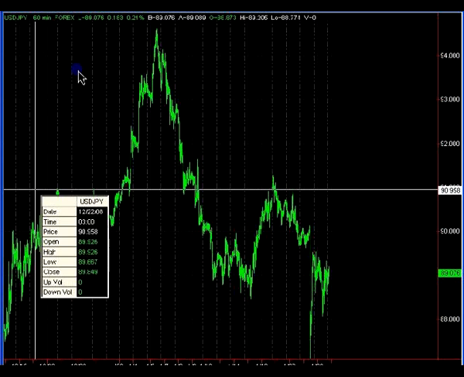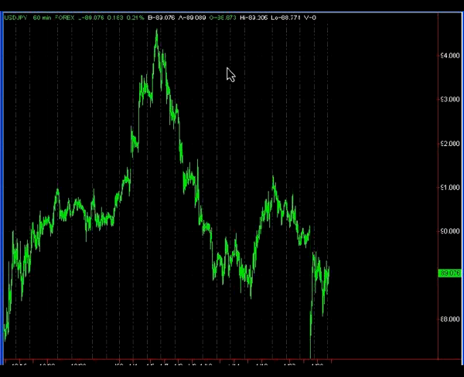And to reiterate the head and shoulder pattern here, we have the left shoulder here, the head here, and the right shoulder over here.